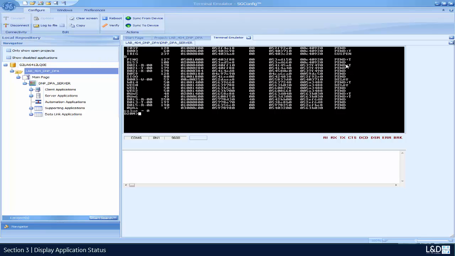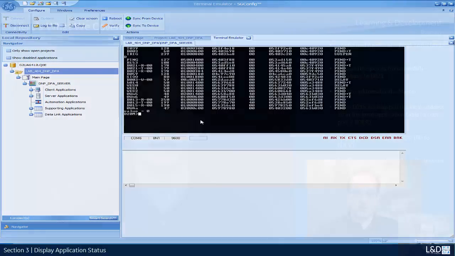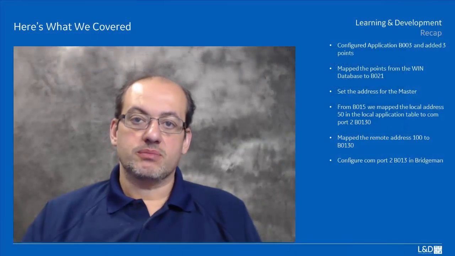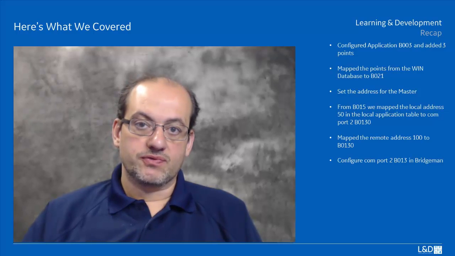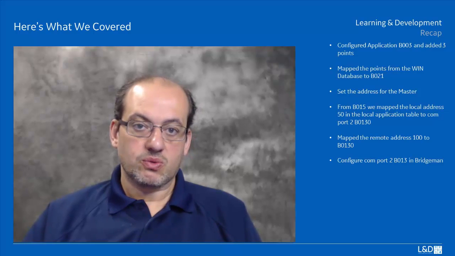B021 on the other hand is in pending status or running status. So now we are done configuring the DNP DPA with the 3 points that were mapped from B003. Okay, so just to recap, we basically configured application B003. We put 3 points in it, and then we mapped the points from the Win database into the B021.